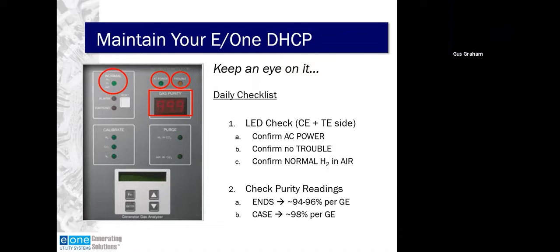One of the things that we get when people call in is they've got a concern that their generator's not operating at 99% purity. Each generator manufacturer has a different expected purity reading. So potentially if you're coming from a plant that is operating a different manufacturer's generator that may operate at 99 or 99.5% purity, if you're operating a unit that has a DHCP, these are the values that are anticipated and expected on your unit.